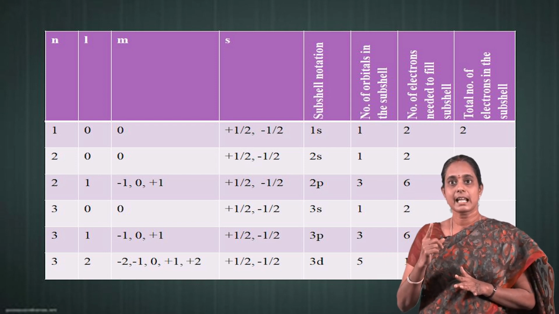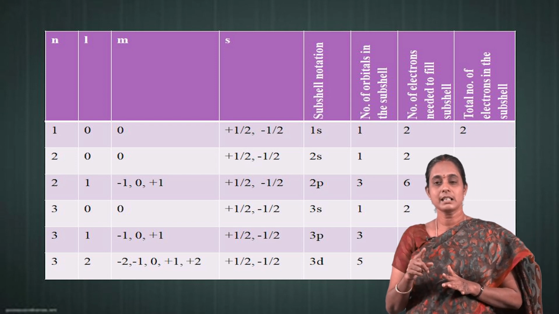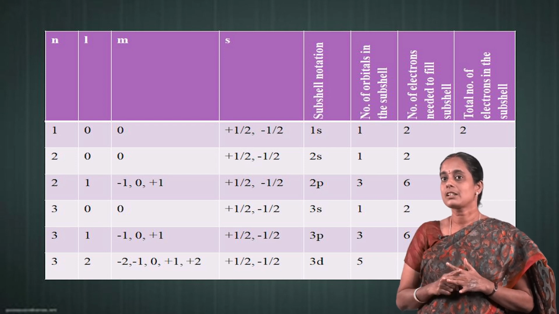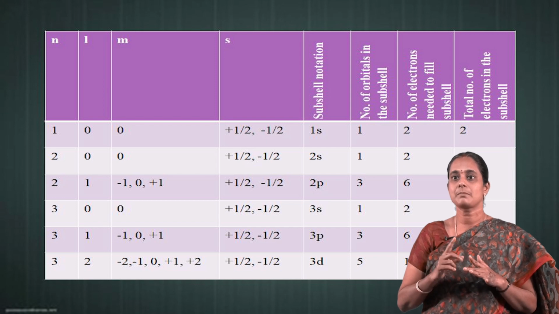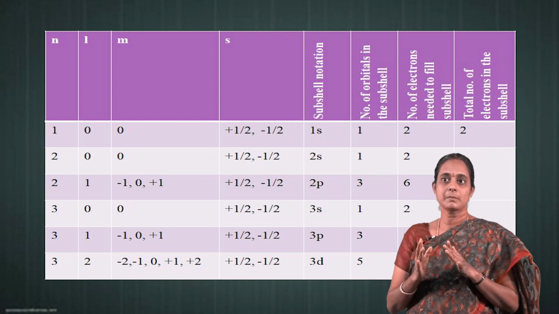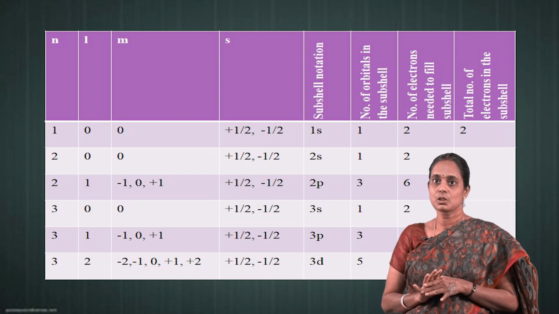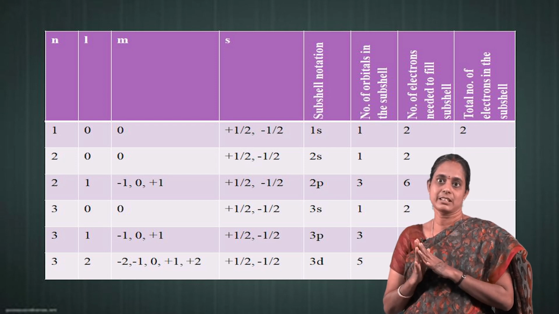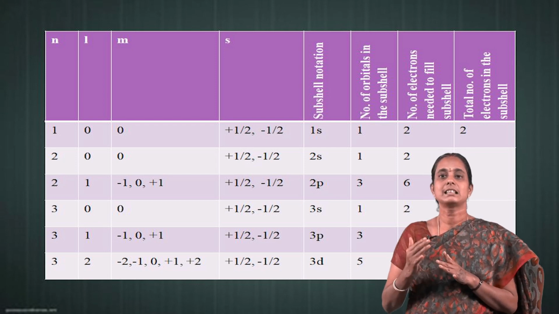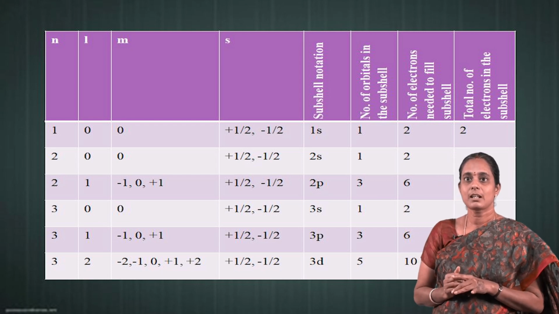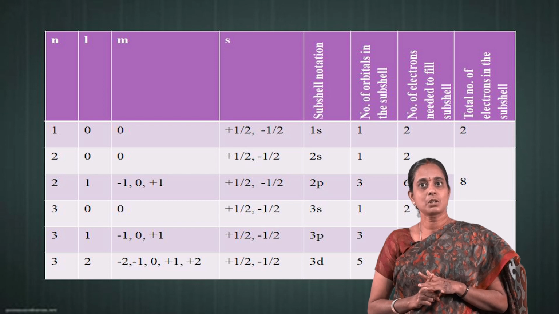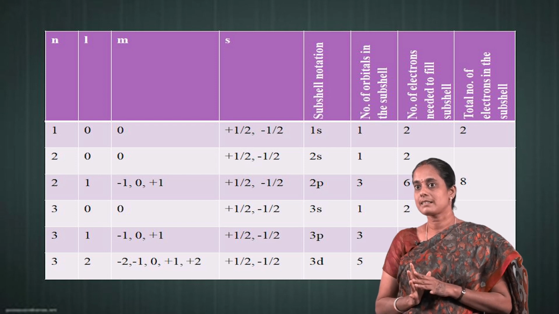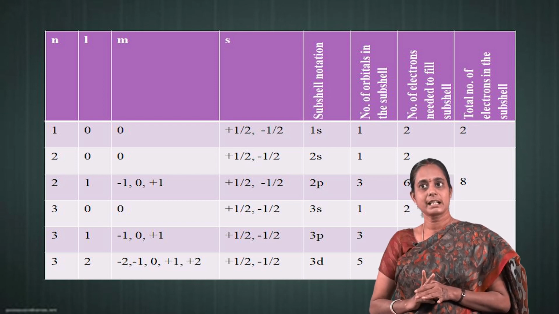In the other case, n is equal to 2, l is equal to 1, m is equal to minus 1, 0, plus 1 and the electron spin quantum number s is equal to plus or minus half. That is the p orbital, which accommodates 6 electrons. So, in the second shell, the total number of electrons is 8. In a similar way, in the third shell, there are 3 possibilities. n is equal to 3, l is equal to 0, m is equal to 0, s is equal to plus or minus half. 2 electrons are accommodated in this subshell.